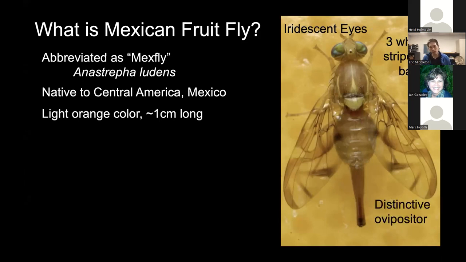And then also female Mexfly flies have this distinctive long ovipositor. So it kind of resembles a long blunt stinger. Only females have it, males don't. It's used as an egg laying organ.